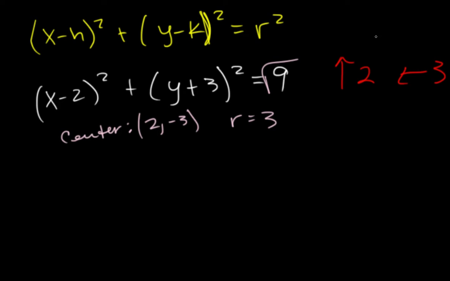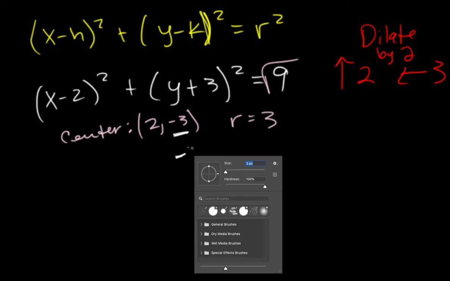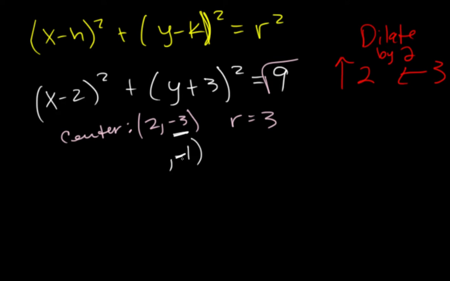And then I'm going to move it up 2, left 3. And actually, let's dilate by 2. Now, if I move it up 2, that's going to affect the y. If I'm at -3 and I go up 2, that's going to change to -1. Now, left 3 is going to affect the x. If I'm at 2 and I go left 3, that also takes me to -1. And then if I dilate by 2, that's going to affect the radius, so I just multiply that by 2. So the new radius is 6.